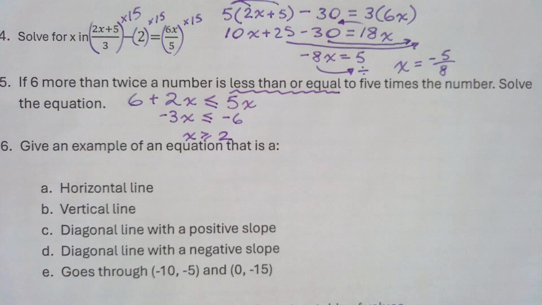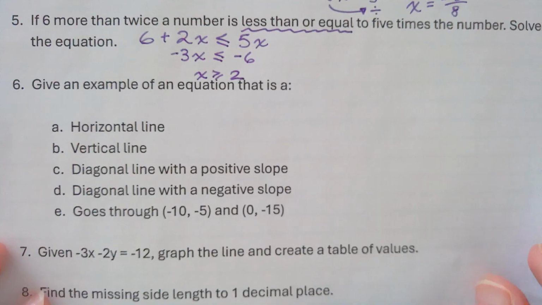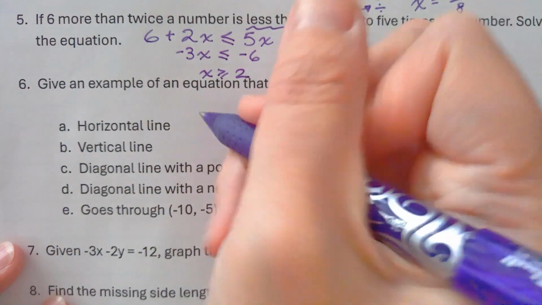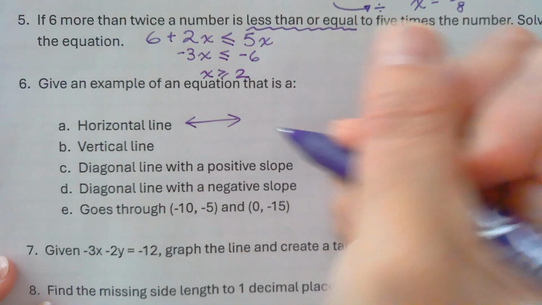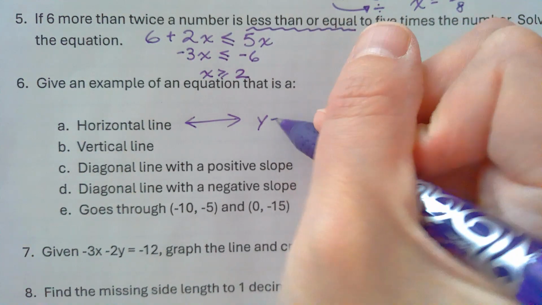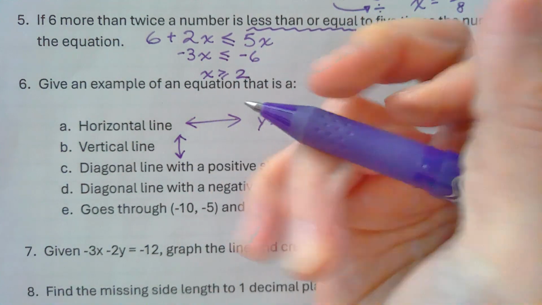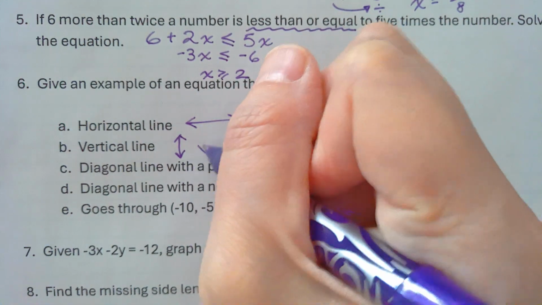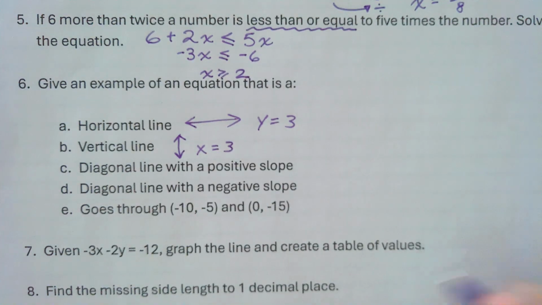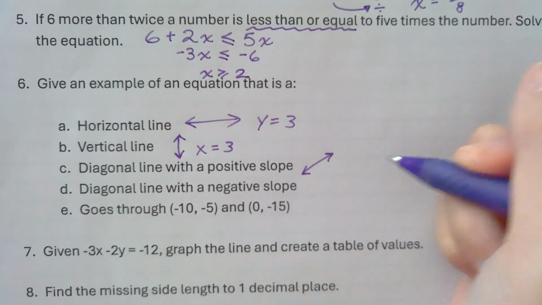Okay. There you go. So next one, give an example of an equation that is a horizontal line. So a horizontal line like this. An equation of that? Yep. Y equals 3. Yeah. What about a vertical line? William? X equals 3.